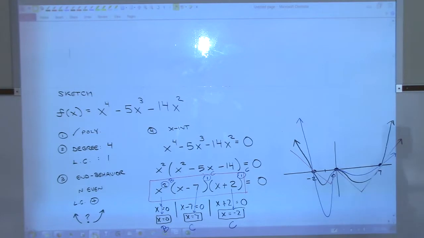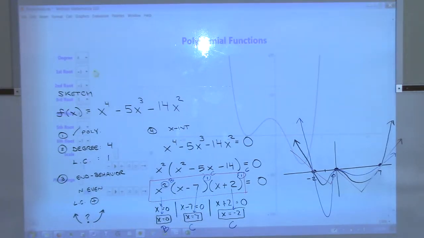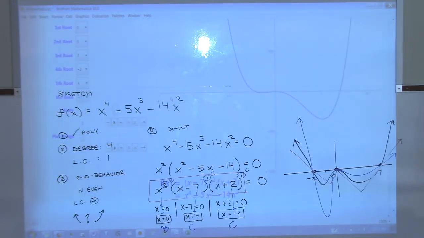Okay, now I'm going to bring the computer up because I want the computer to show us what the real graph of this is, and we're going to see how good ours is compared to the computer. So what degree? This is a fourth degree polynomial. We had two roots at zero. We had a root at seven. And then we had a root where? Negative 2. I'm going to have to zoom out here a little bit. That is the computer's version of the answer, which is very accurate. I mean, that is a very accurate picture.